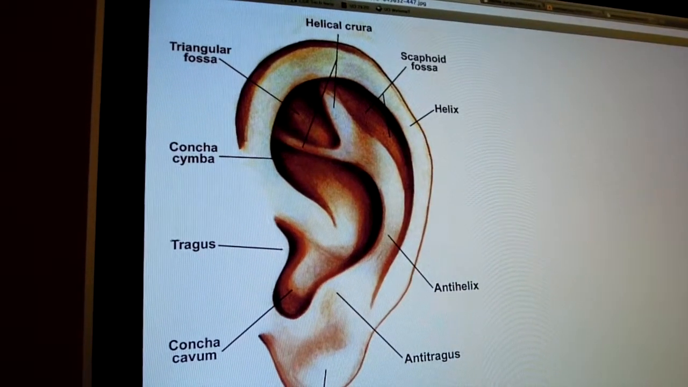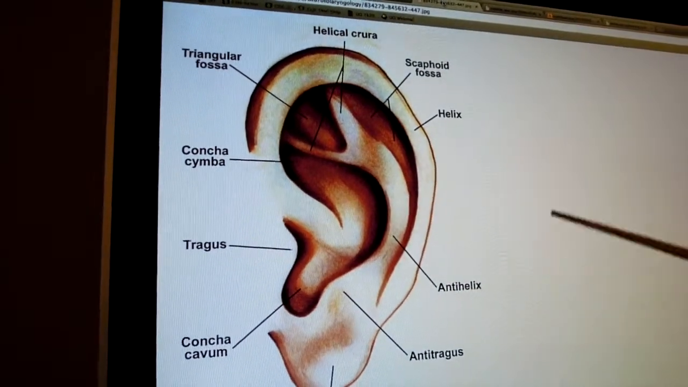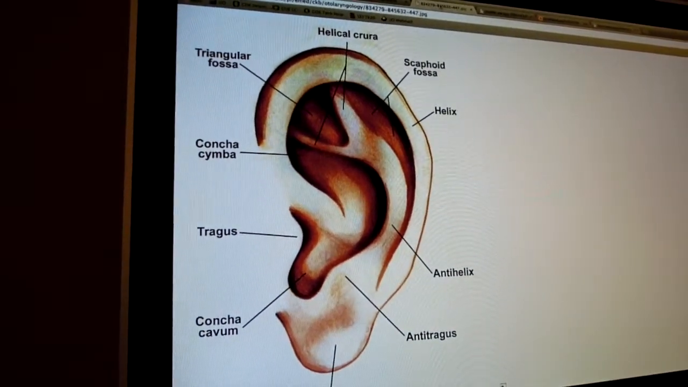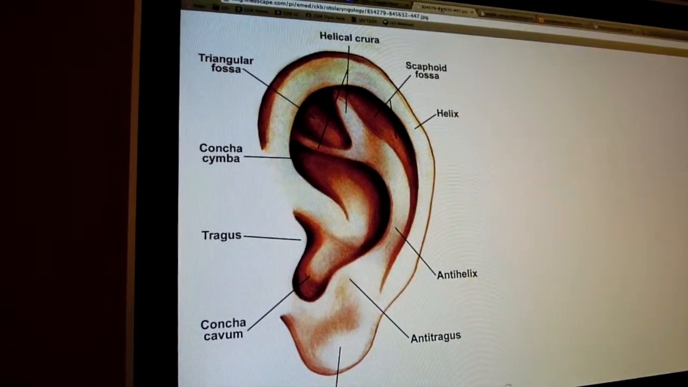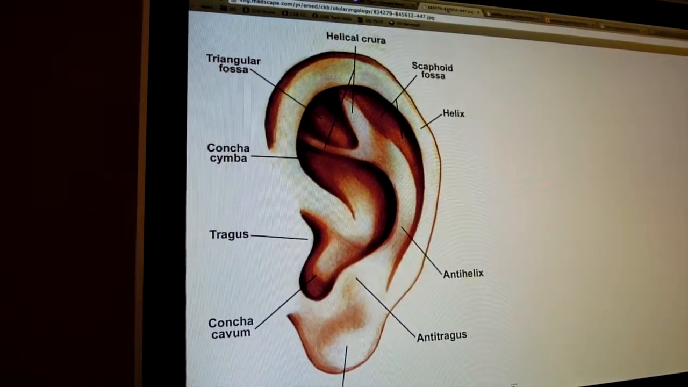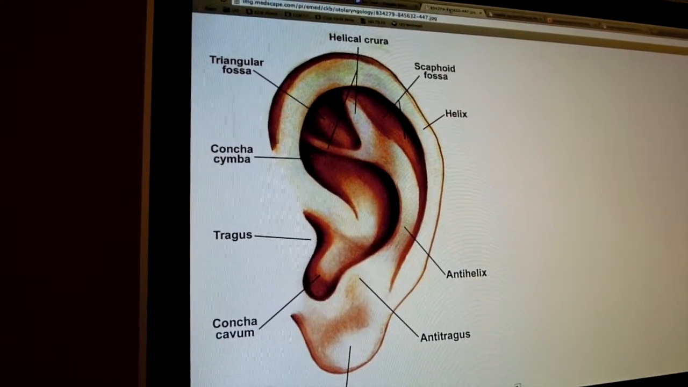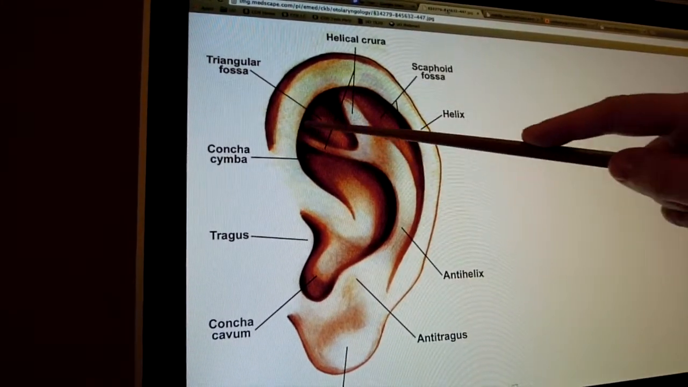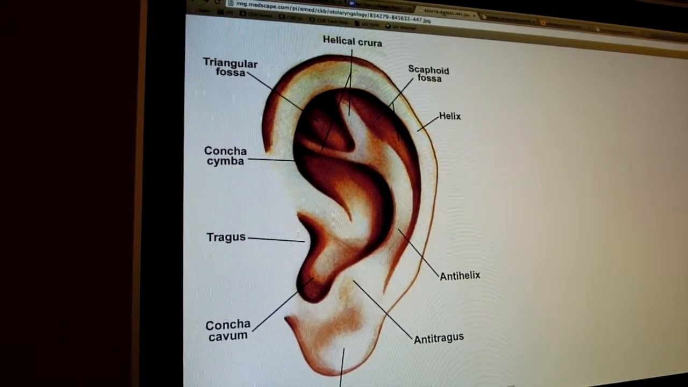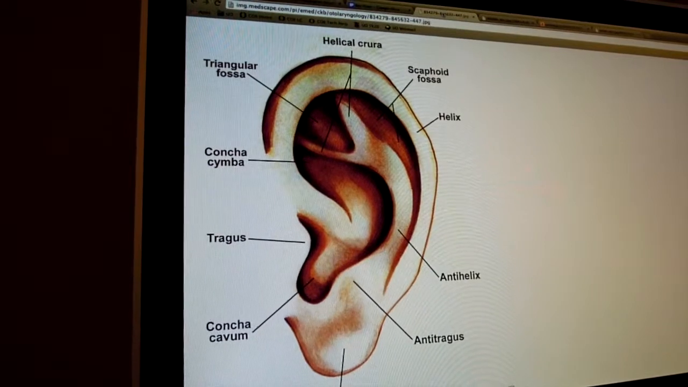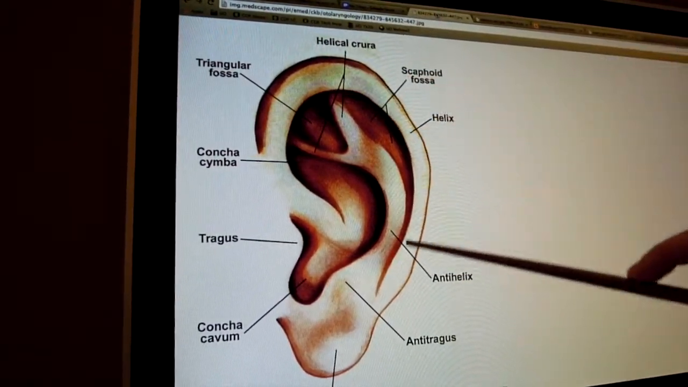Extra study time. This whole area is the pinna or auricle that we talked about before. And we have different landmarks on that. We have the triangular fossa. Right here, as you can see, it is shaped like a triangle, so that's an easy one to remember. And the scaphoid fossa. Scaphoid fossa, right over here, and it's an indentation in there.